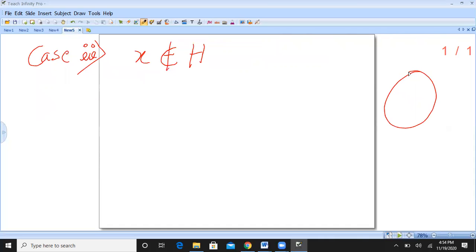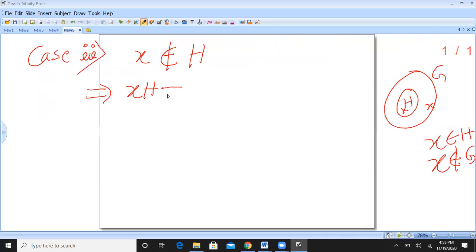So here there is a group and a subgroup. G and H. As I said, x belongs to H, but that x does not belong to G. So we can say directly that xH does not belong to capital H. Similarly, Hx does not belong to capital H.